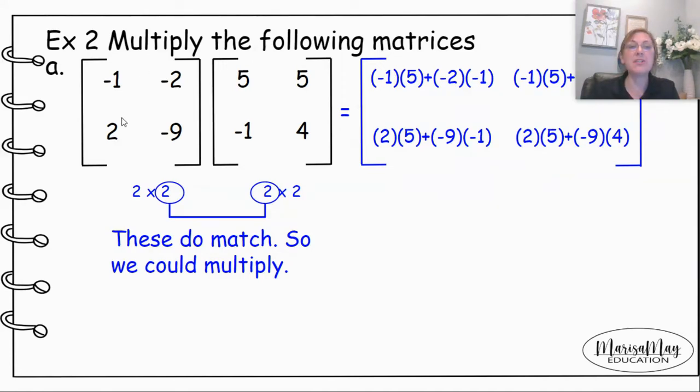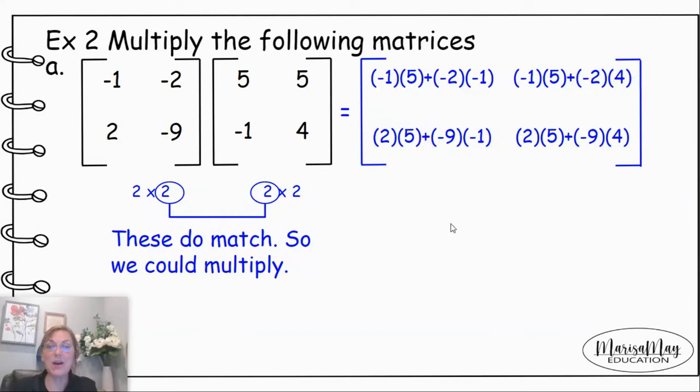Okay, then I'm going to do row 2 times column 1. So row 2, column 1 is in row 2, column 1. So 2 times 5, negative 9 times negative 1. I'm going to perform that operation in order to get this element.